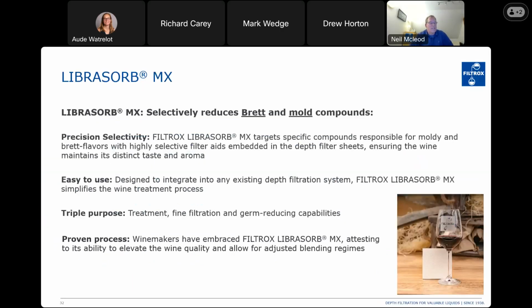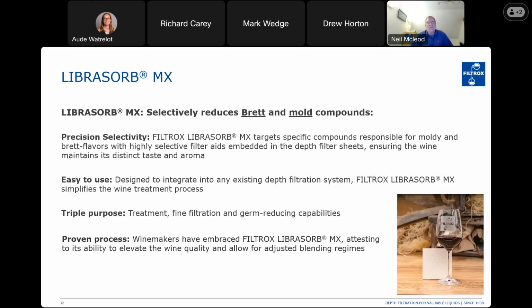Now, to finish off, we just have two extra depth filter media specifically for wine that I wanted to talk about. The first one is called our Librasol MX, and this selectively reduces Brett and mold components. It targets these components and will absorb them into its structure, but it will not take out any of the beneficial aroma or flavors that you want to keep within your wine.